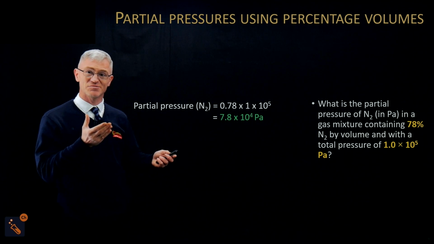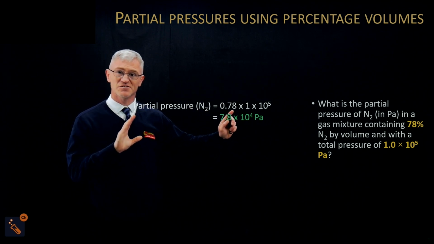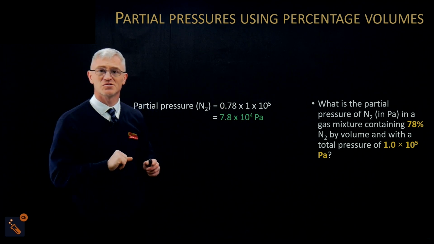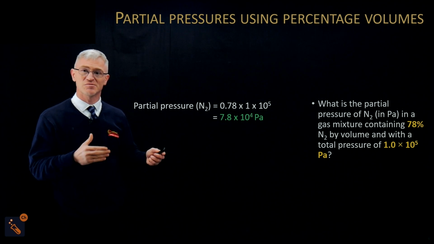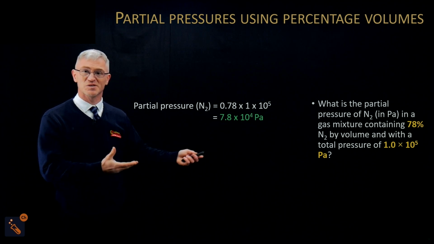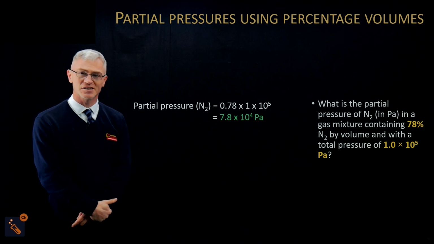And so all we actually need with this question is this. It's 78%, we convert that to 0.78 and we times it by the total pressure, because that's like the mole fraction, because essentially same temperature and pressure of a gas will be the same number of moles. And you get your final answer of 7.8 times 10 to the 4 pascals.